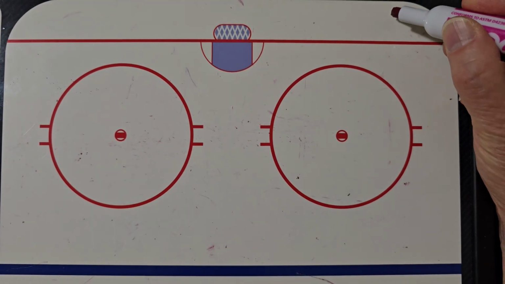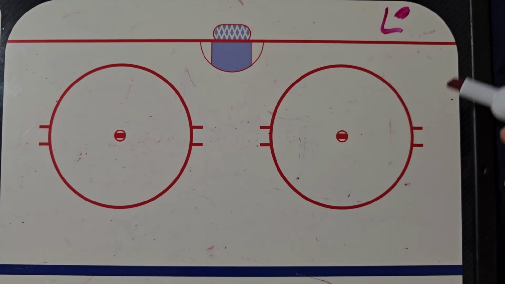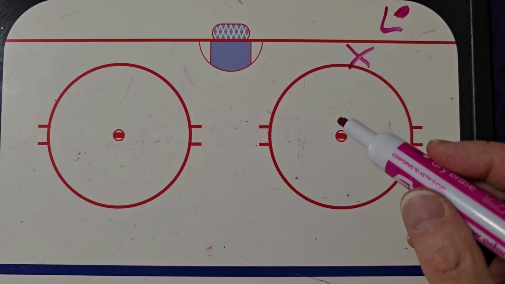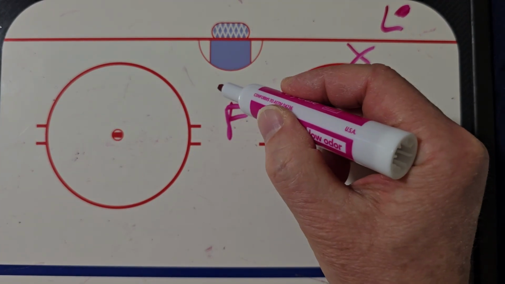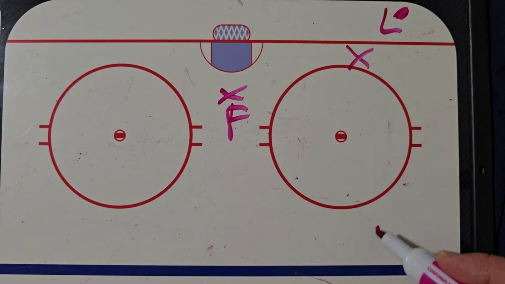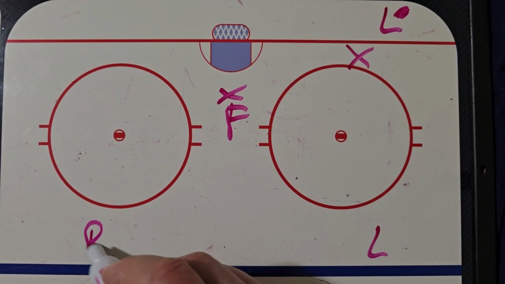So let's say we have recovered the puck. Our left-handed forward has it. She's going to have some coverage. Our net front player can be high, meaning the hash marks. We've got a left-handed defenseman, right-handed defenseman.